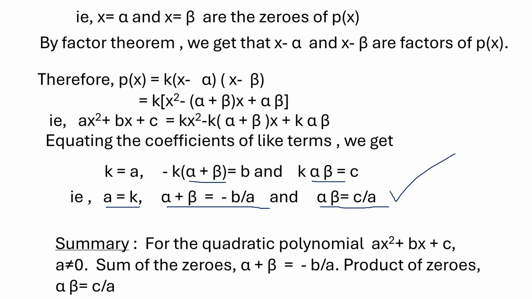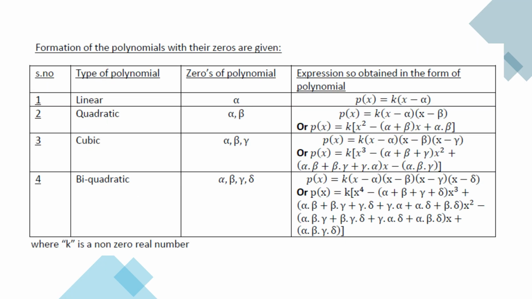So for the quadratic polynomial ax squared plus bx plus c, what is the sum of the zeros? It is alpha plus beta, which is equal to minus b upon a. And what is the product of the zeros? Alpha beta, which is c upon a. Hope this is clear.